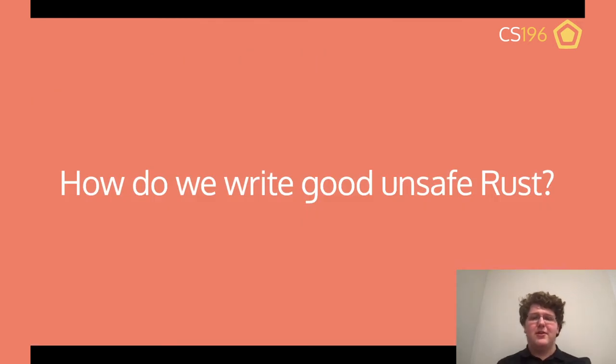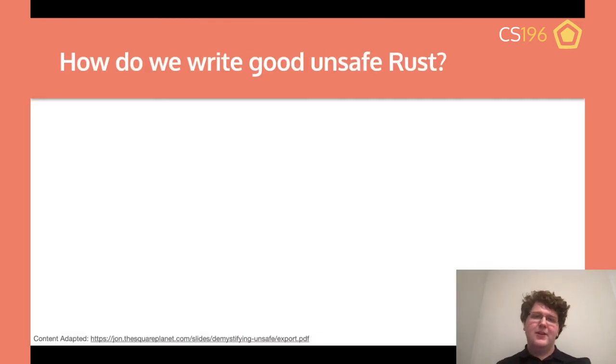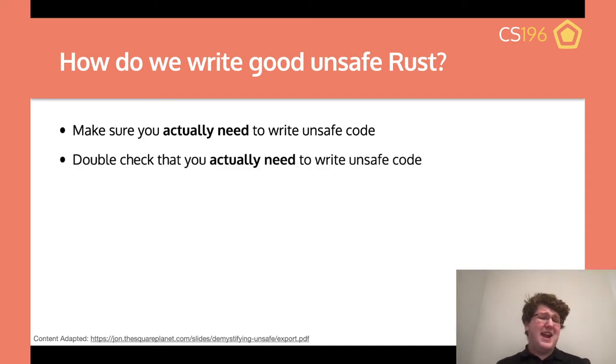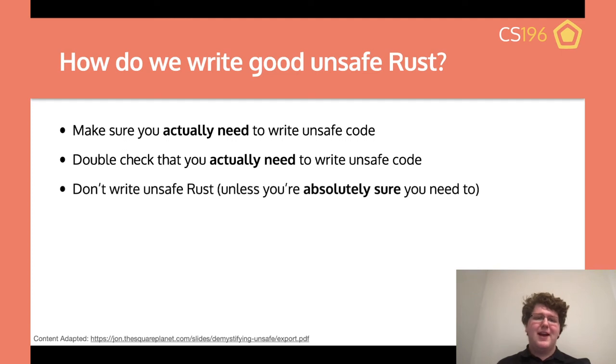So how do we write good unsafe Rust? Well, there are a bunch of answers, but here are some of them. The first one is making sure you actually need to write unsafe code, right? As I just mentioned, if you don't need to, don't write unsafe code. You'll save yourself a lot of trouble. But make sure that you actually really need to. Don't just say, oh yeah, I need to write unsafe code. Double check. And you know what? While we're at it, don't write unsafe code unless you're absolutely sure you need to, right?